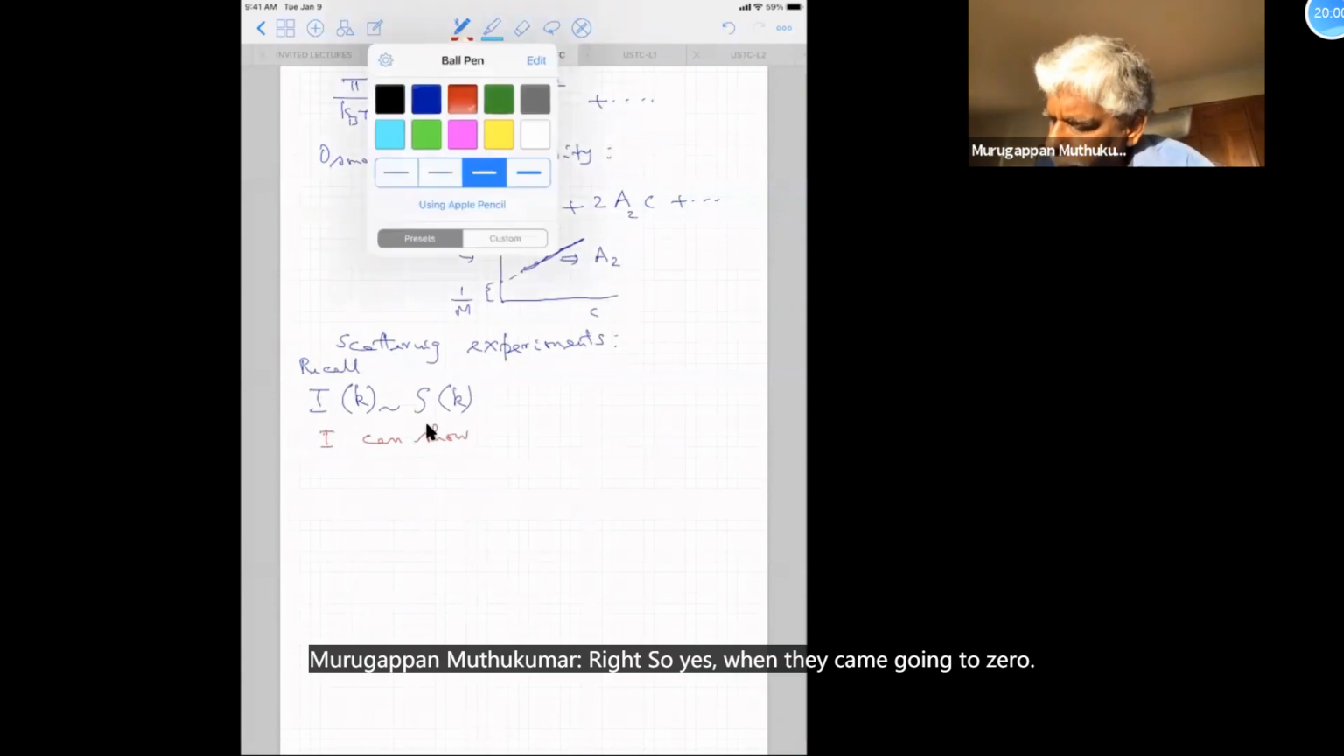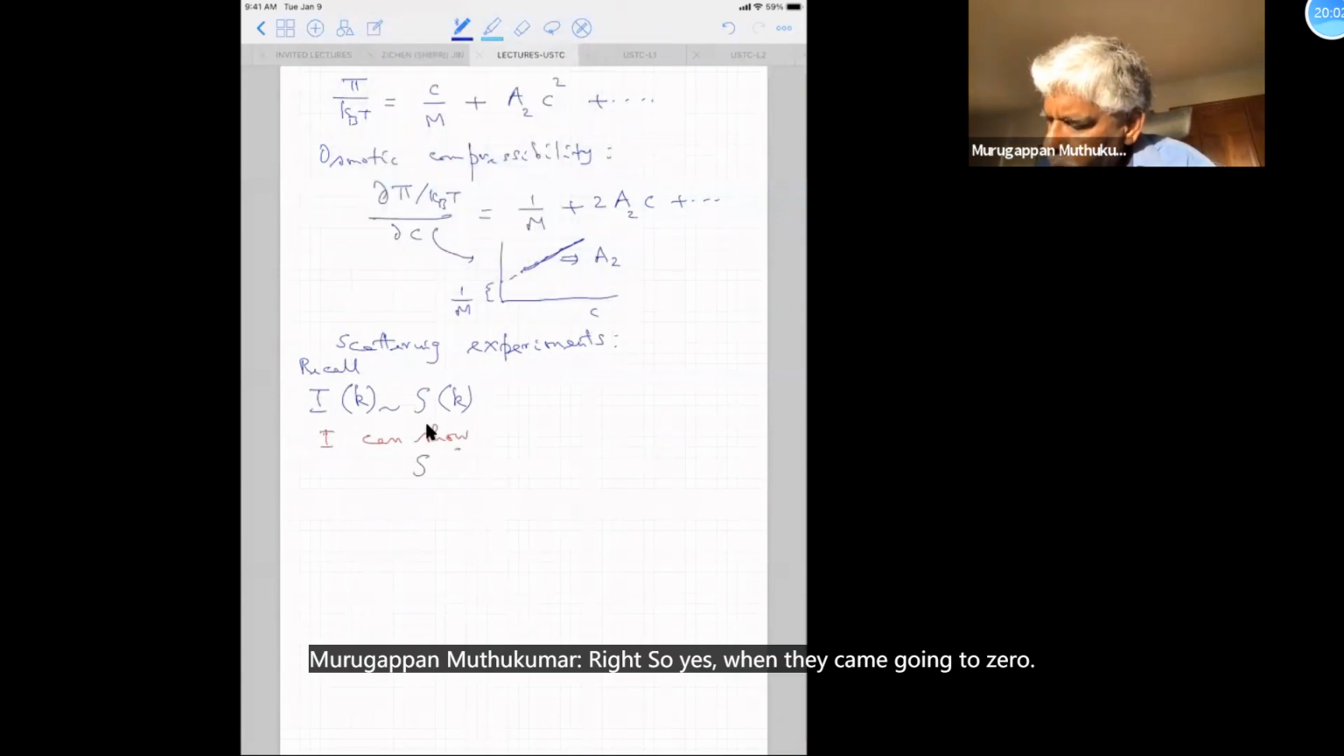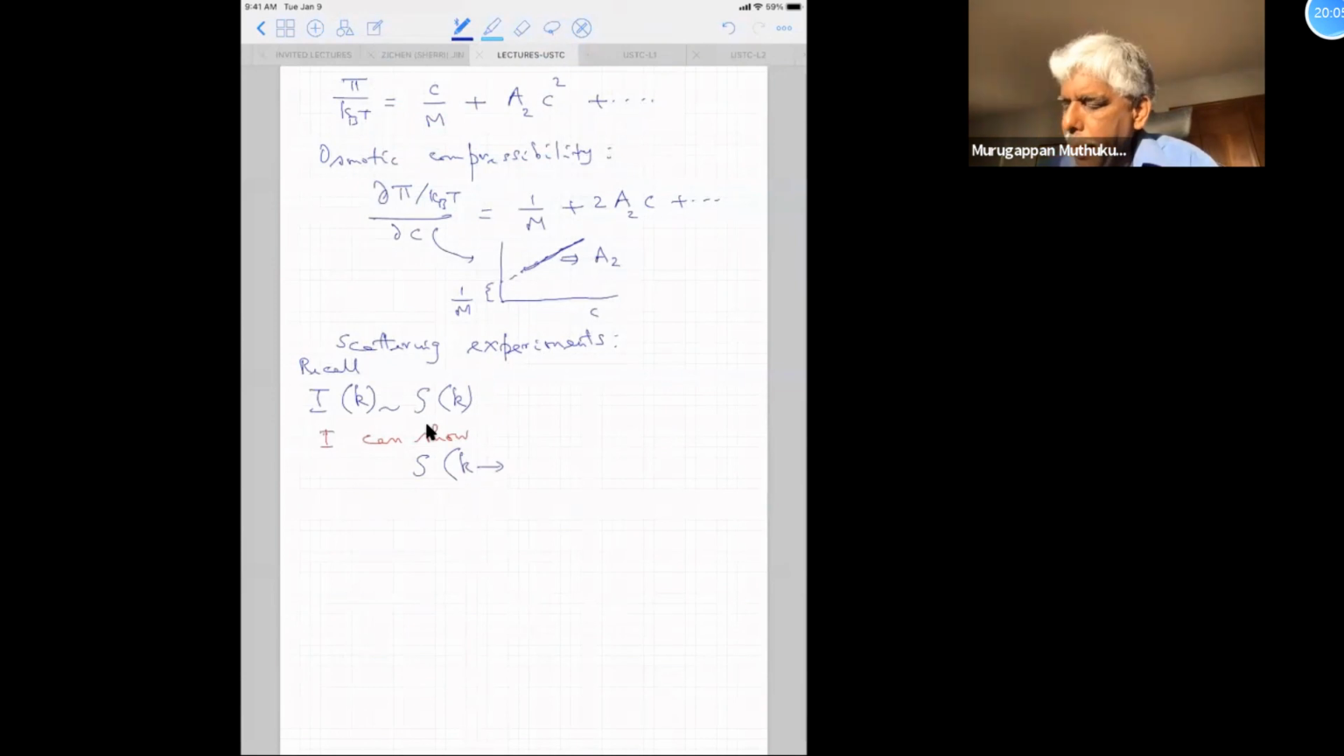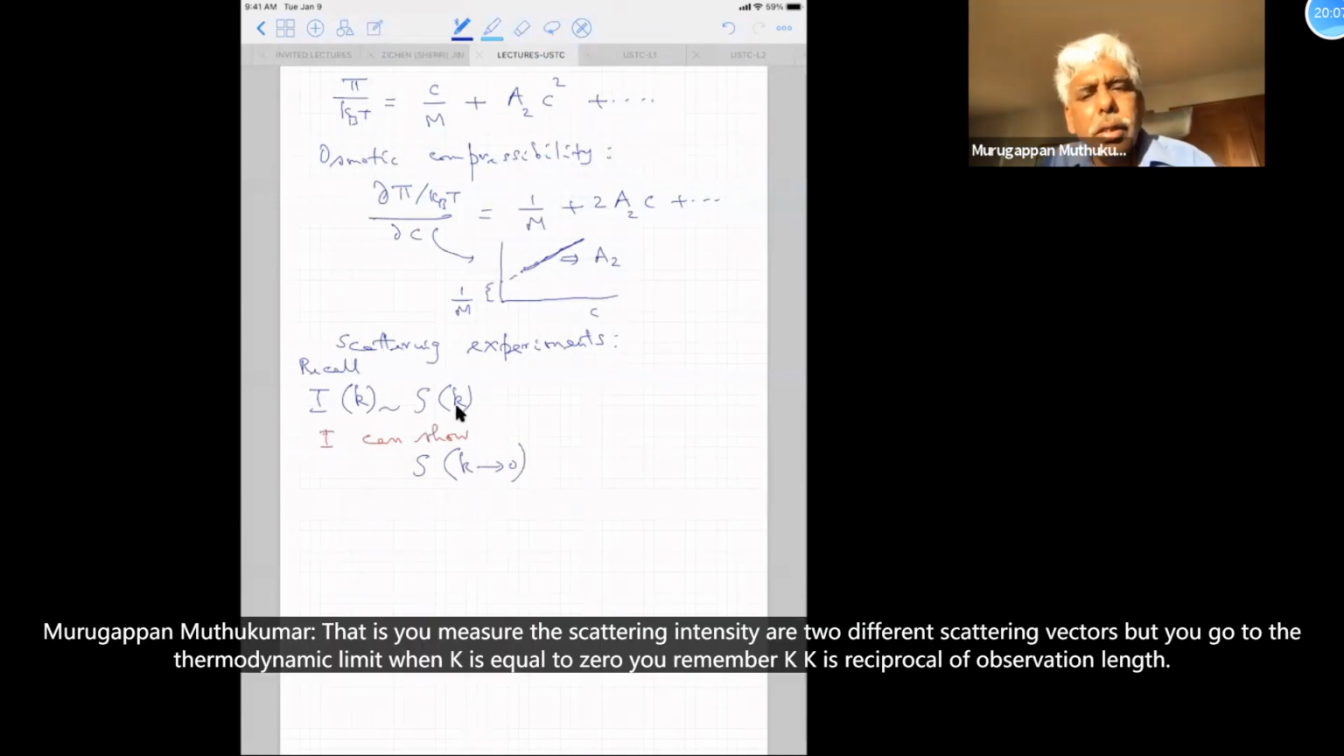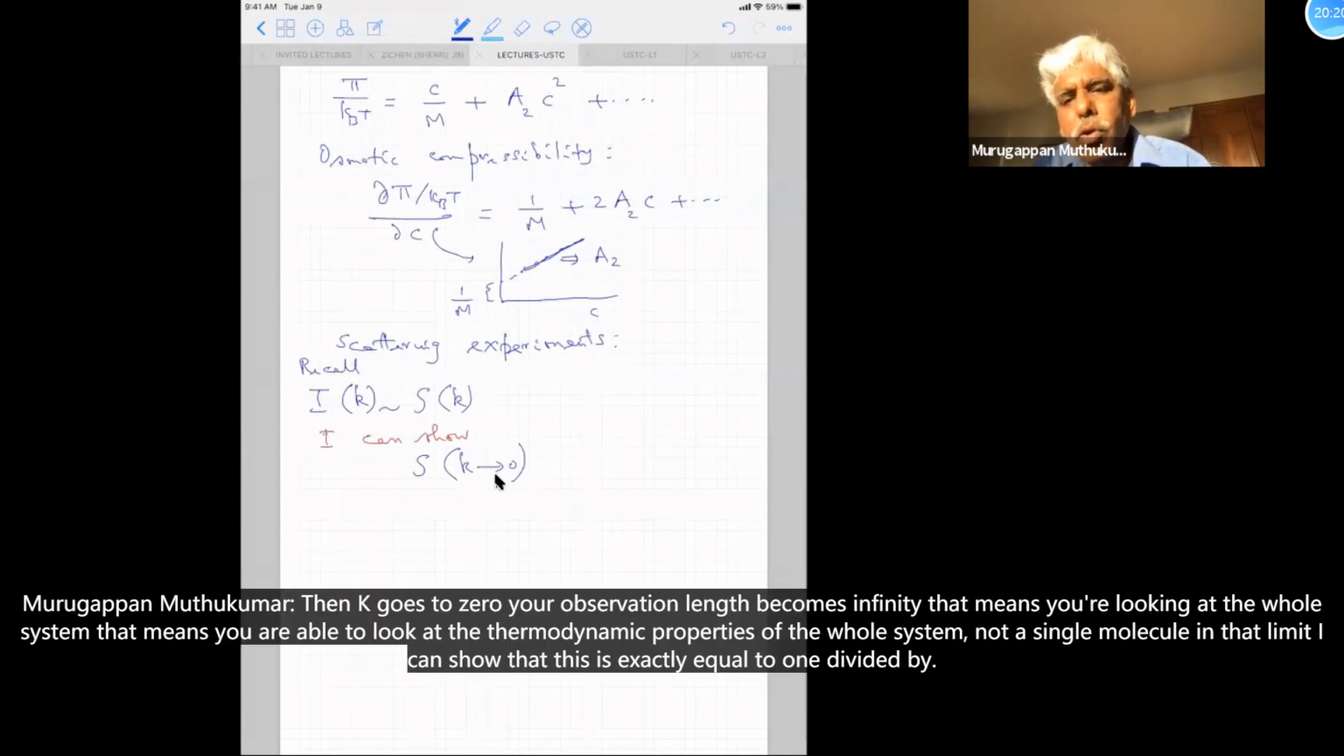this S(k), when k goes to 0, that is, you measure the scattering intensity at different scattering wave vectors, but you go to the thermodynamic limit. You remember k is the reciprocal of the observational length. When k goes to 0, your observational length becomes infinity. That means you are looking at the whole system, so you are able to look at the thermodynamic properties of the whole system, not a single molecule.